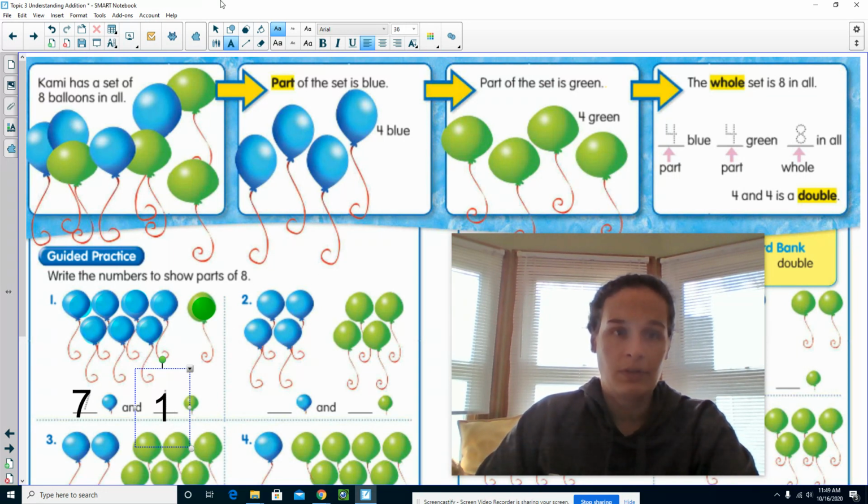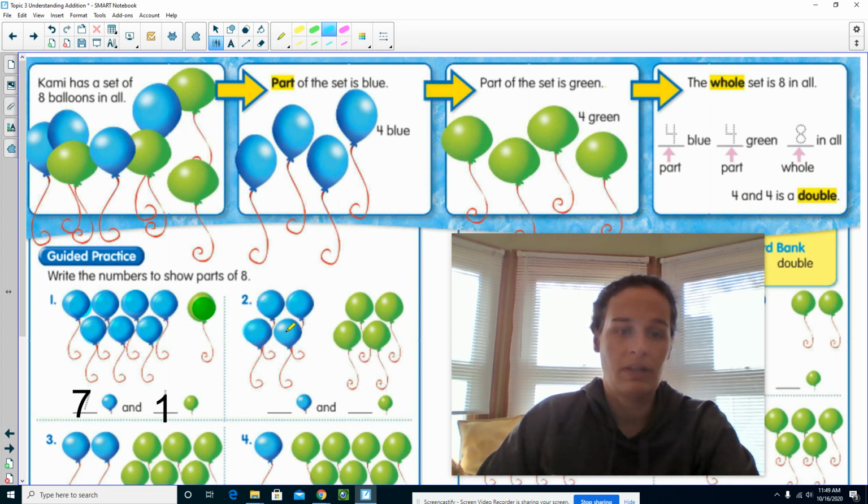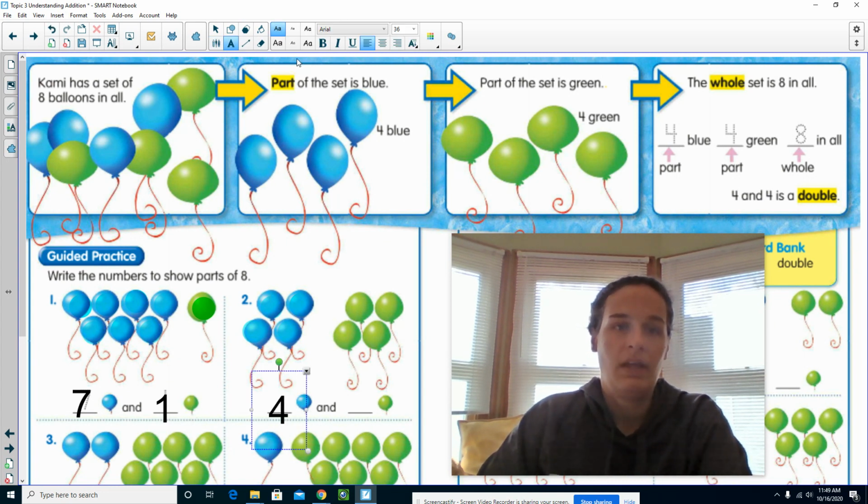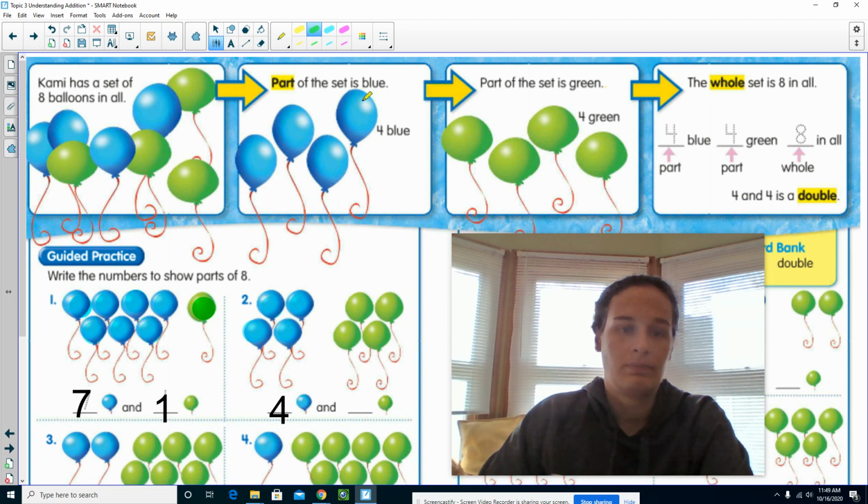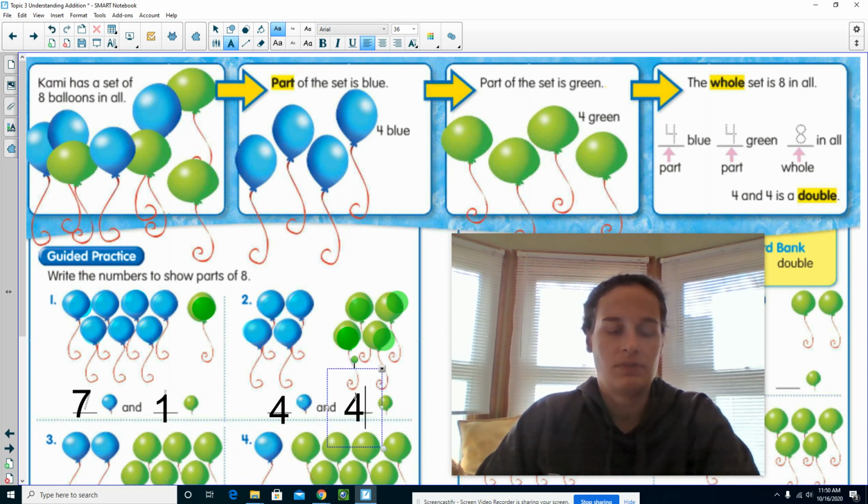Let's do problem number 2. Our first step is to count the blue balloons. 1, 2, 3, 4. 4 blue. Let's count the green balloons. 1, 2, 3, 4. 4 green balloons. 4 and 4 are parts of 8. Say that with me. 4 and 4 are parts of 8.